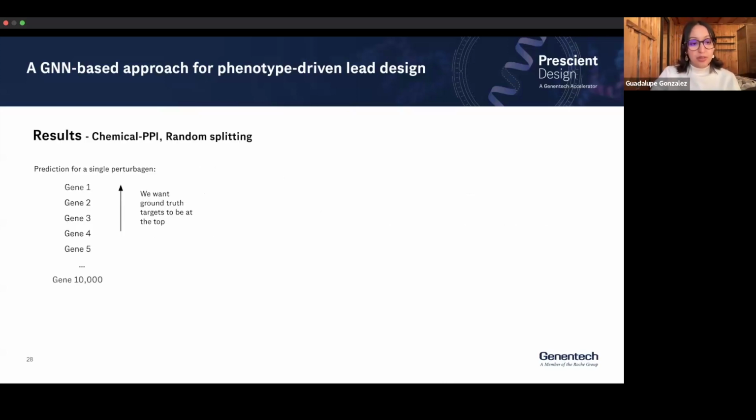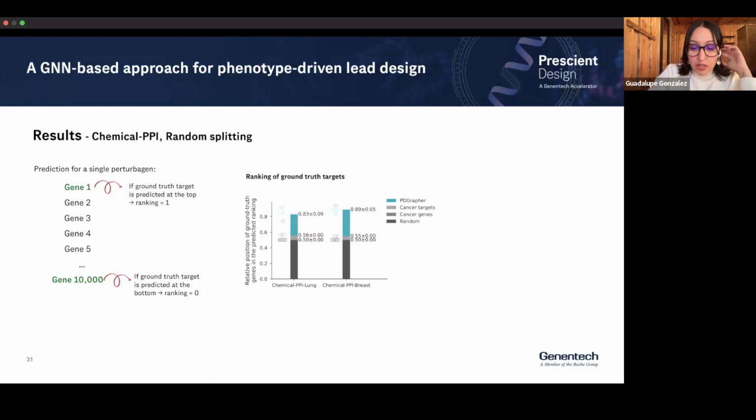And I'll discuss the results next. So to understand the metrics, here is how the output of these models would look. We have our ranked list of genes, and what we want is for the ground truth targets to be at the top of this list. So if the ground truth target is predicted at the top, we say that that's a ranking of 1. And if it's predicted at the bottom, that's a ranking of 0.